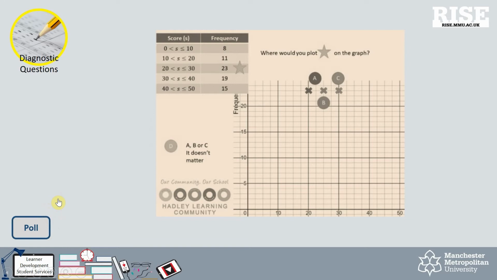So I want to know, where would I plot the group 20 to 30 against a frequency of 23? Would it be in position A, B, or C? Or does it not matter? Well, remember, you have to plot it against the midpoint. So it's the one in the middle of 20 and 30 and going up to the frequency of 23. That would be point B then.